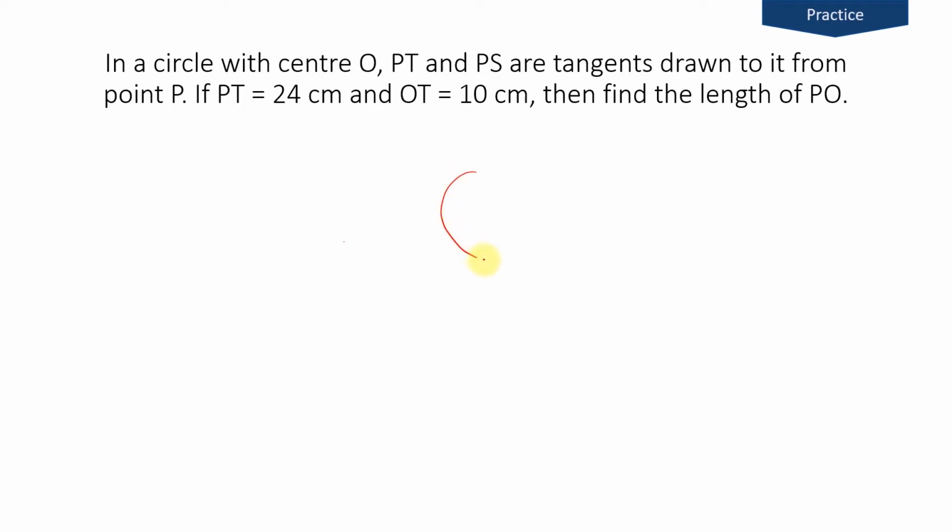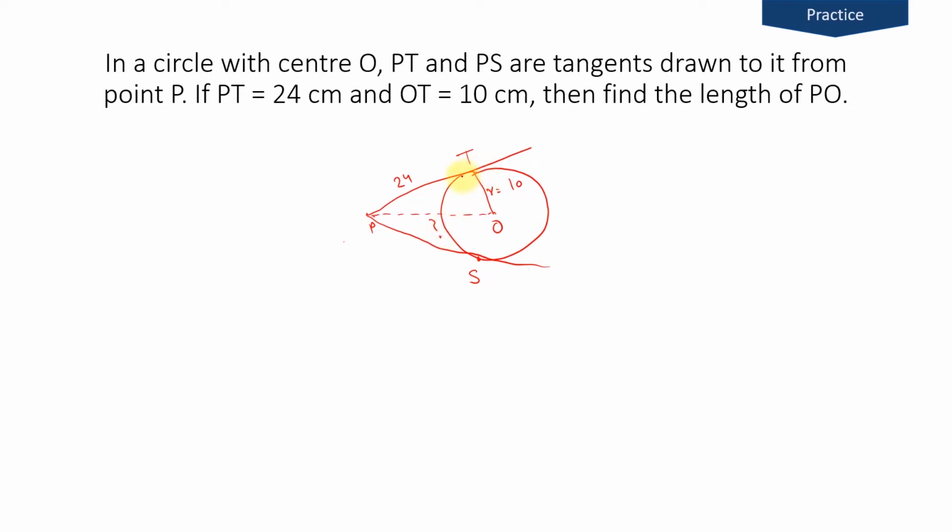There is a circle with center O. There is a point P outside. So this is actually a tangent, touching the circle at T and S. We are given that PT is 24 centimeters. OT, that is the radius of the circle, is 10 centimeters. We have to find the value of PO. So I think this is pretty straightforward.